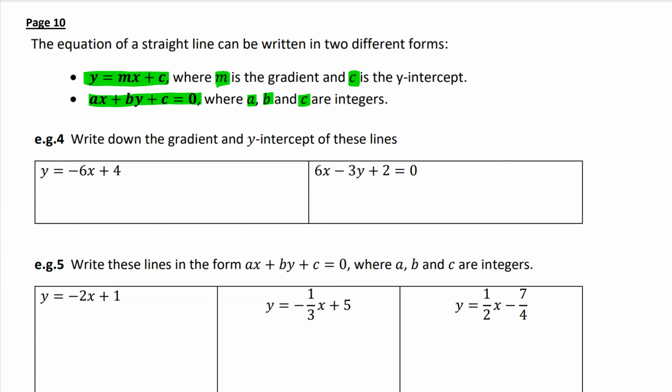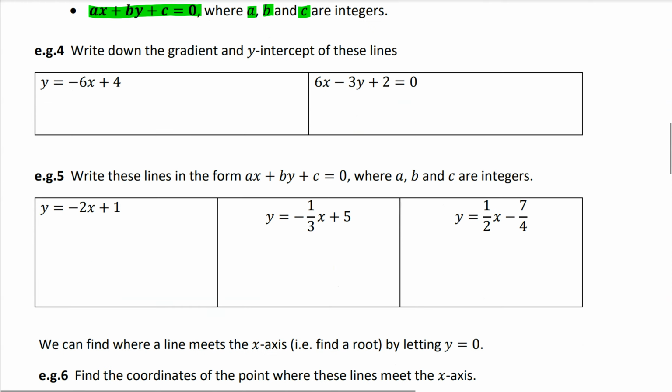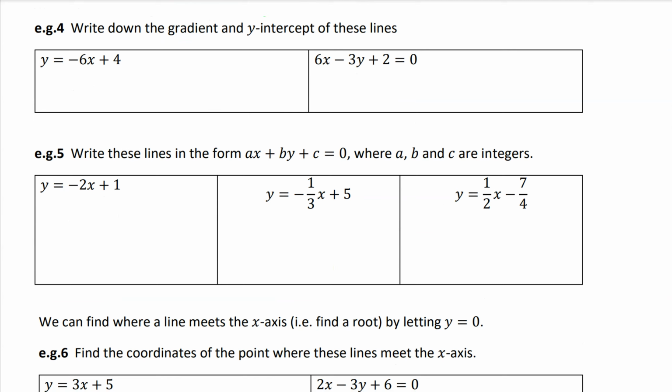So it depends on the question. Sometimes a question will ask you to leave it in the first form, sometimes the second form. If it doesn't ask you for either, just make sure that you leave it in one of these 2. So let's get into example 4. y equals minus 6x plus 4. And we're going to write down the gradient and the y-intercept of these lines.